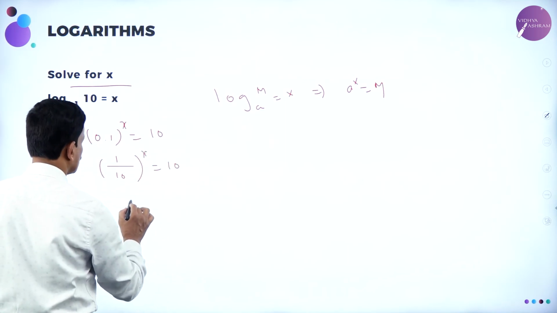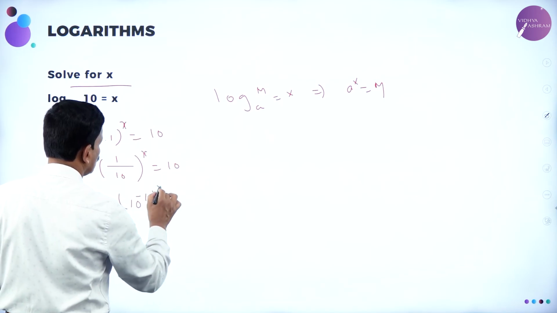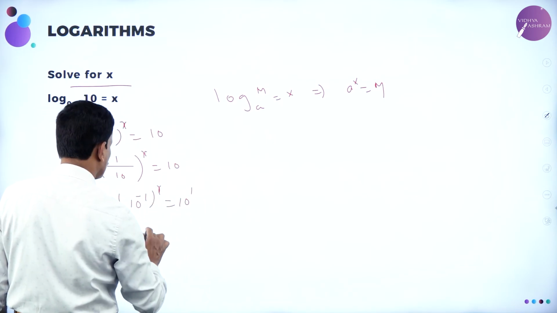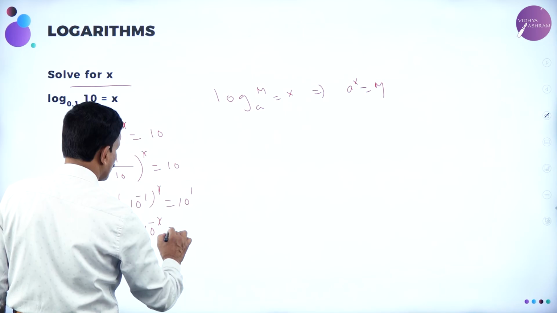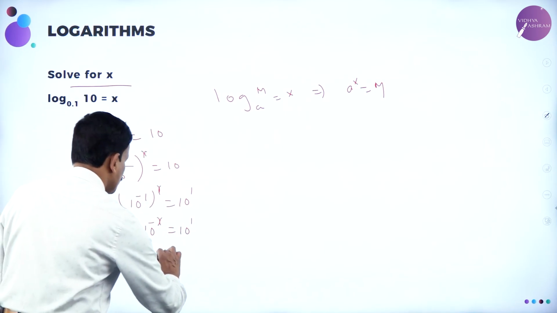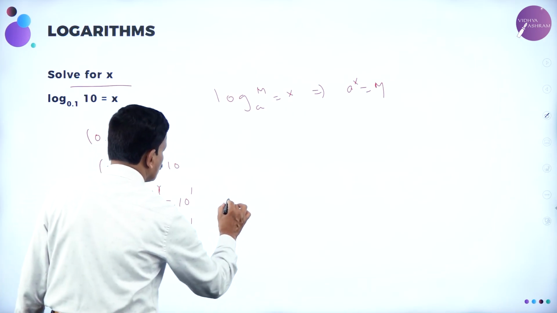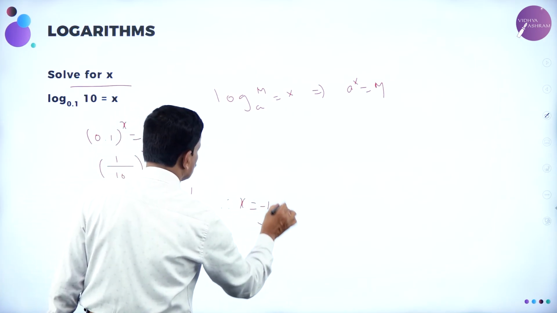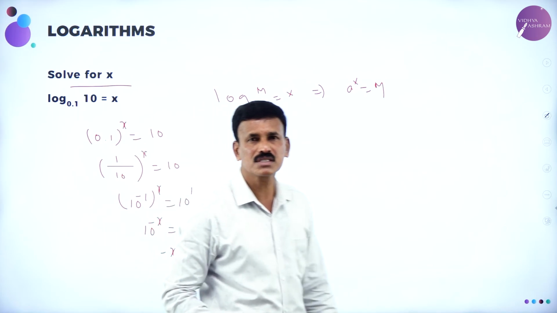1 by 10 is nothing but 10 to the power of minus 1, whole raised to x, is equal to 10 power 1. This is 10 to the power of minus x is equal to 10 power 1. So whenever the bases are same, power is also equal. Minus x is equal to 1. Therefore x is equal to minus 1. That's it. This is the simple answer.